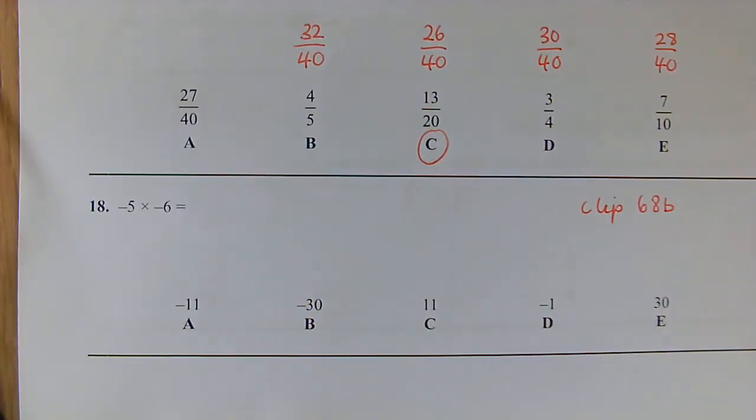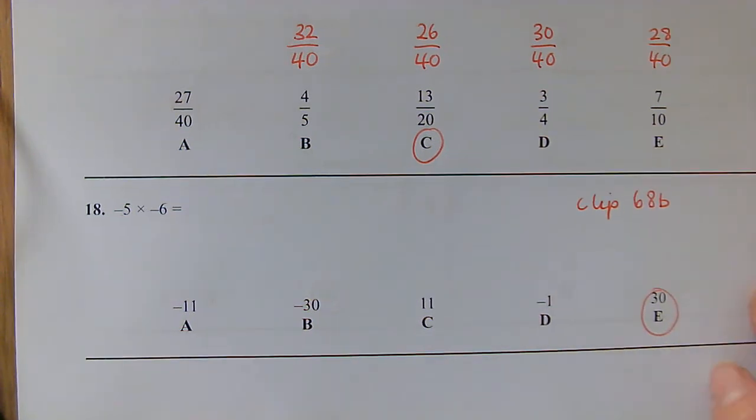Multiplying negative numbers now. Multiplying two negatives together is going to give us a positive. So minus 5 multiplied by minus 6 is going to give me positive 30.